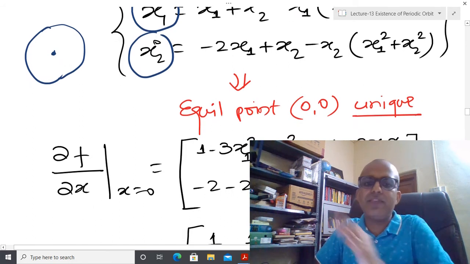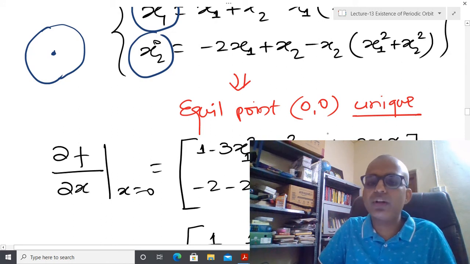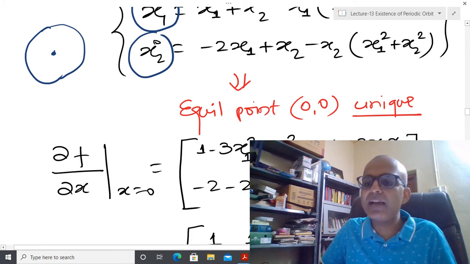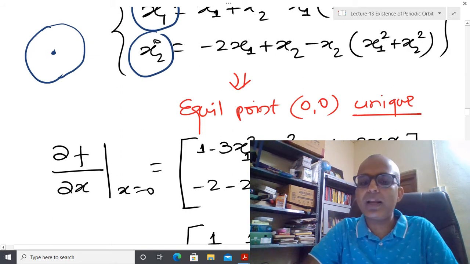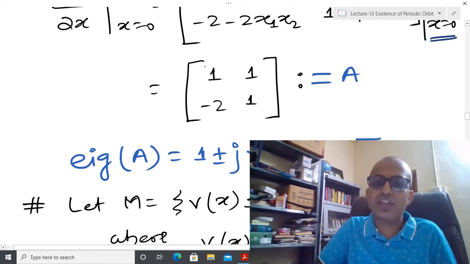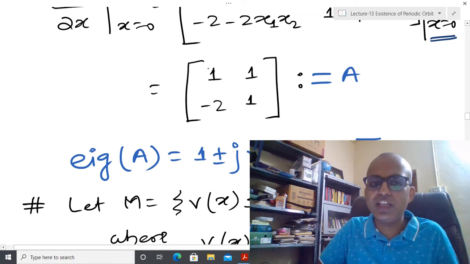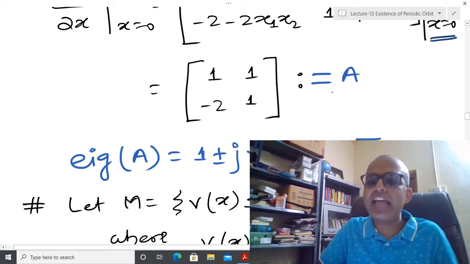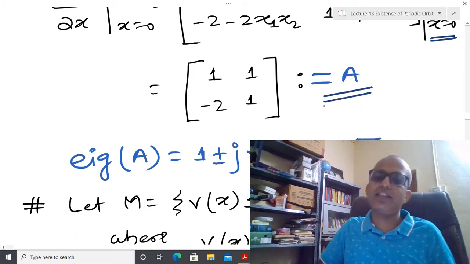You are all already well aware of how to linearize: dou f1 by dou x1, dou f1 by dou x2, dou f2 by dou x1, dou f2 by dou x2. So we are doing it like that. Please do the same calculation by yourself. Since I am linearizing about x equal to 0, put x equal to 0. After that, you can see that I come up with this constant matrix. It means that my original nonlinear system, about this equilibrium point, is represented as an equivalent linear system.